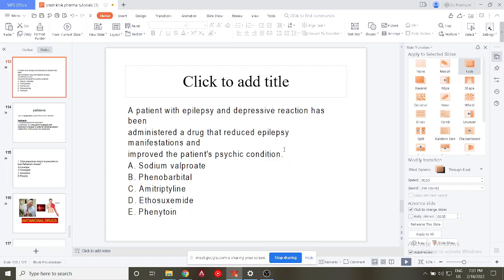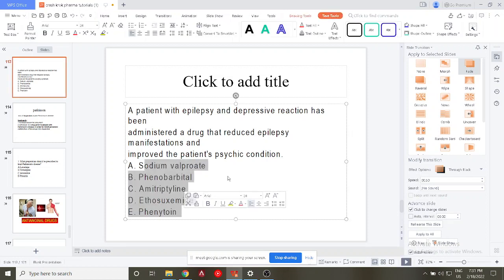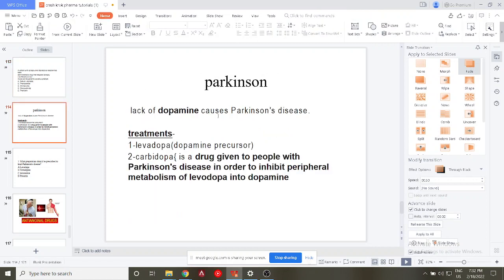Okay, so this question is kind of tricky because 90% of the drugs here can be used to treat epilepsy. But why sodium valproate is the correct answer is because they said improve patient's psychic condition. So sodium valproate is the only drug here that can improve the patient's psychic condition. Okay, good job. Okay, next we have Parkinson.